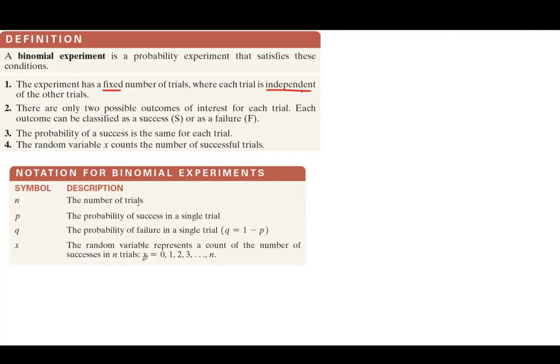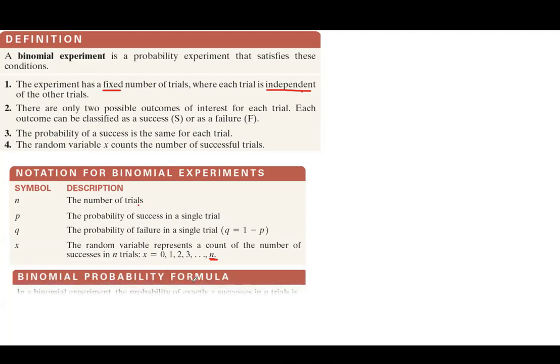Remember that the random variable X is discrete, and it counts the number of successes. We might have 0 successes, 1 success, 2 successes, 3 successes, but up to N successes. So the successes count up until N, and N is also included.